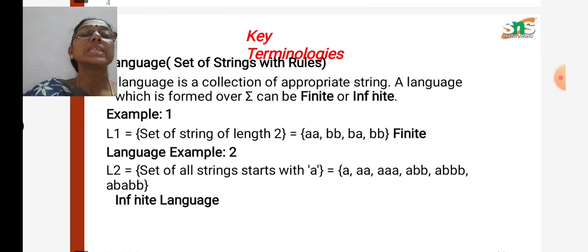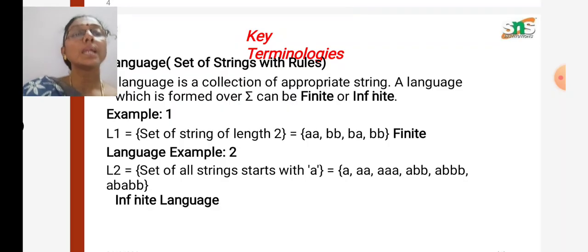Next is the language. A language is a collection of appropriate strings. A language formed over a sigma can be finite or infinite. For example, from the strings we can derive the language that is the set of strings of length 2. The strings we can derive from that alphabet of length 2 are AA, BB, BA or AB. These are all the strings we can derive.